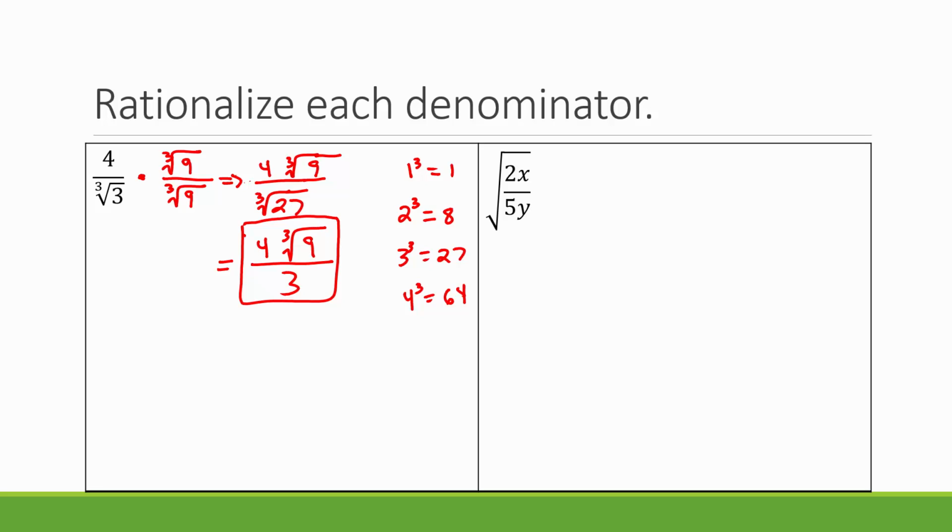All right, the last problem we have here is the square root of 2x over 5y. Again, I cannot simplify the fraction in the form that it's in, so I'm going to rewrite it, separating my numerator and denominator. I want to make my denominator into a perfect square. So anytime I want to make a number into a perfect square, I can just multiply it times itself.